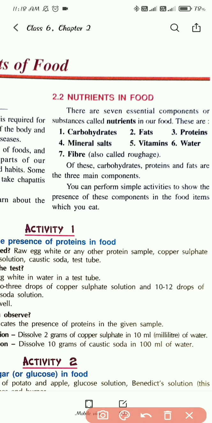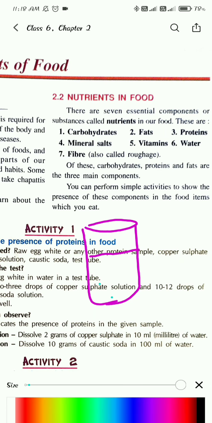If you take a glass of milk, and try checking the components in the glass of milk, will you find those components here? They are present, but they cannot be seen with our naked eyes. So how will we be able to know their presence? We can perform several experiments to know their presence in the food.